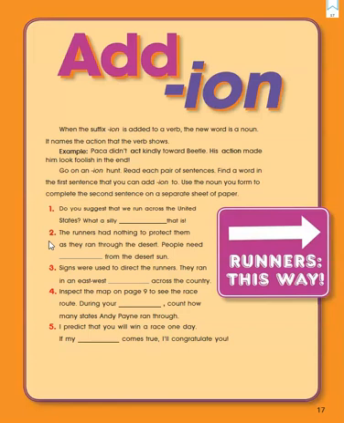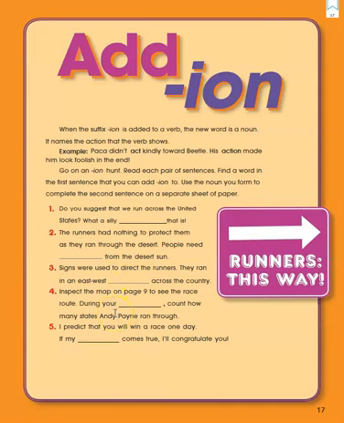Okay, if you spotted the verb protect, all we need to do is add ION and we can complete our sentence. People need protection from the desert sun. So we just took the verb protect, which is an action word, and we turned it into a noun, protection. Number 3, signs were used to direct the runners. They ran in an east-west blank across the country. Hopefully you spotted our verb direct. We can add ION and it becomes the noun direction.